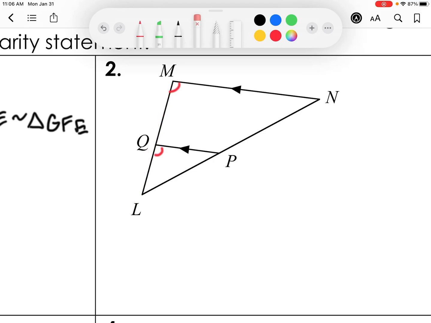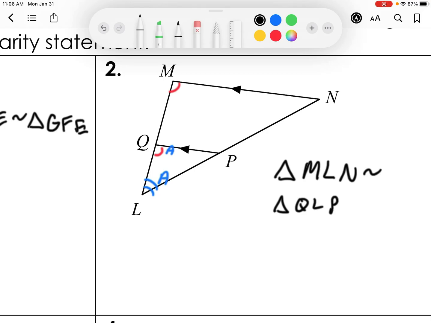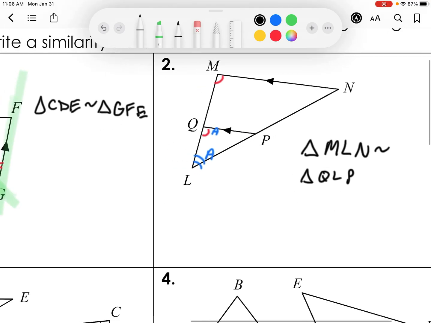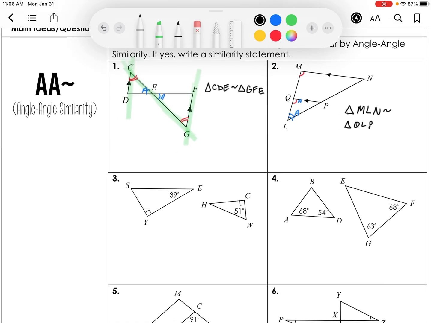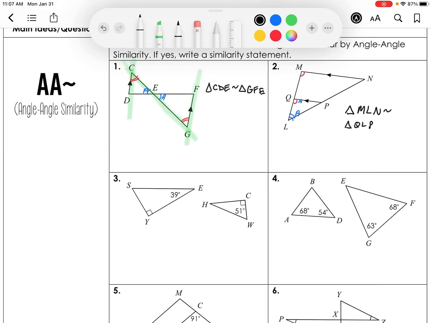Now we have to find another angle, and those two triangles actually share an angle at the bottom. That's called reflexive when they share that. So we have an angle here, an angle there, and we are done showing similarity. Writing our similarity statement, we can say MLN for the big triangle is similar to QLP for the smaller one. That was the first way to show that they're similar.